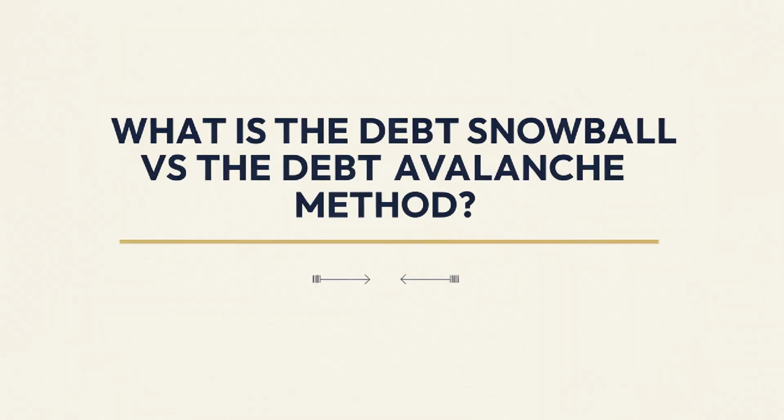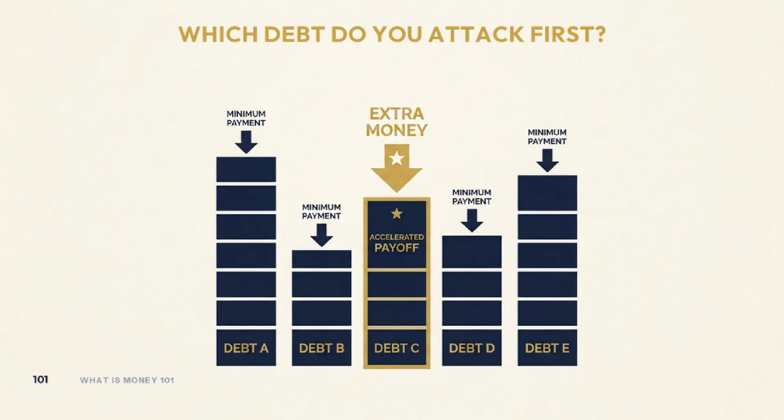Today's question: what is the debt snowball versus the debt avalanche method? Let's get into it. Both methods start the same way. You list every debt you owe. You keep making the minimum payment on all of them. And then you throw every extra dollar you can at just one debt at a time. The difference is which debt you attack first.